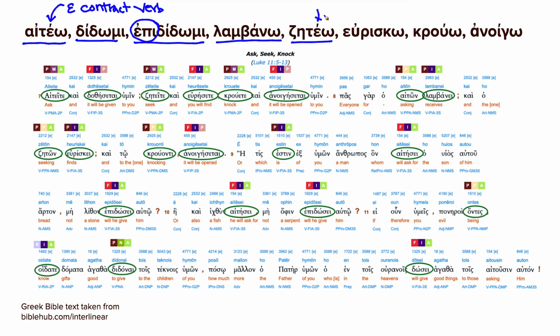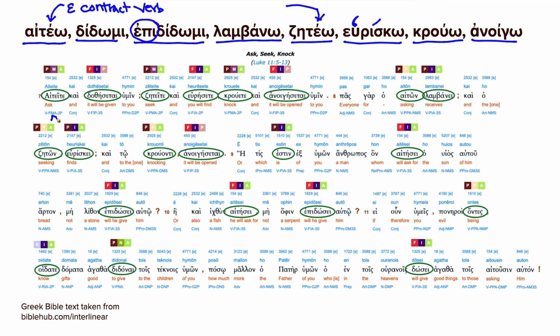Zeteo, another epsilon contract verb, is to seek, I seek. Heurisko, actually this should have a rough breathing mark. Sorry, that is an error. That should be a rough breathing mark, so it's heurisko, to find. And then krouo, to knock, or to bang, or to kind of slap, I guess you might say, to hit. And then anoigo, that is to open, or I open. So let's see how they're used here.